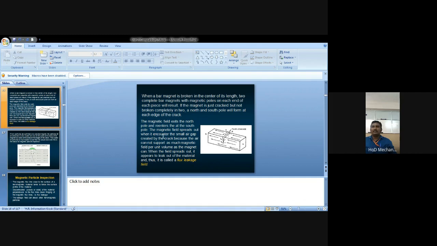The magnetic field spreads out when it re-encounters the small air gap created by the crack, because the air cannot support as much magnetic field per unit volume as the magnet can. When the field spreads out, it appears to leak out of the material, and it is called the flux leakage field.